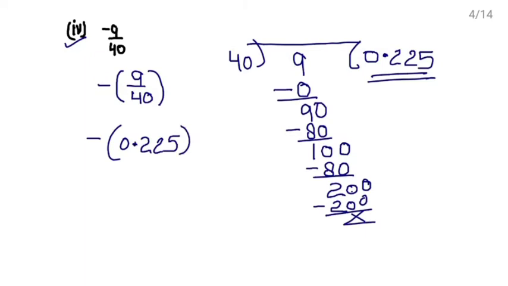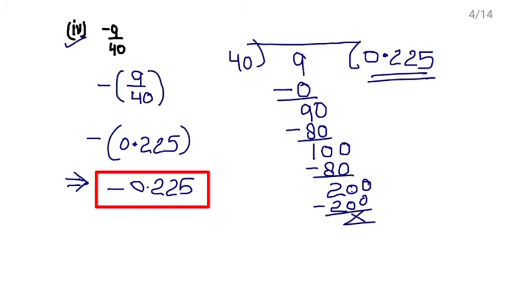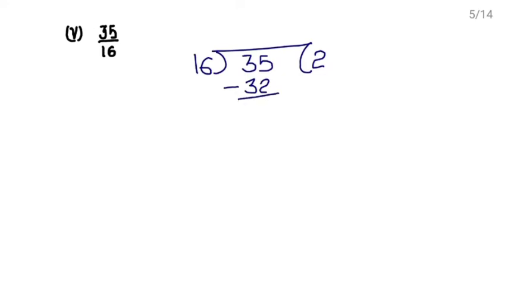But we also have the minus sign outside the bracket. So this is equal to -0.225. This is your answer. Next part, fifth part is divide 35 numerator by 16. 16 twos are 32. Subtract 35 minus 2 is 3.